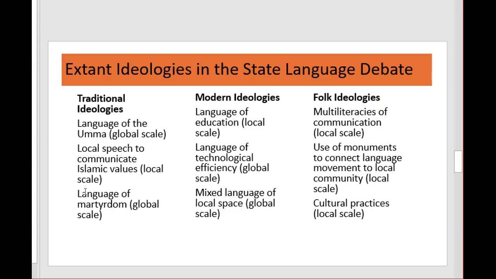The language of martyrdom, which picks up later and which I talk about in the book, is also specifically a language of Islamic valence in my argument. The modern language ideologies: language of education, language of technological efficiency, the mixed language of the local space. So the idea of modernity is that languages are not global, but local space things, just like nationalism is the sort of Herderian triad of people, language, space, geography. All three of them are that. So that is the modern concept of language.